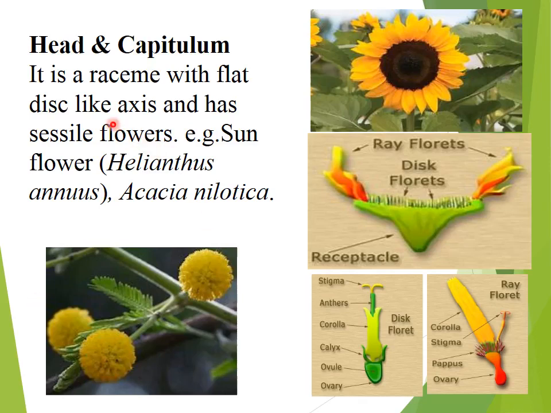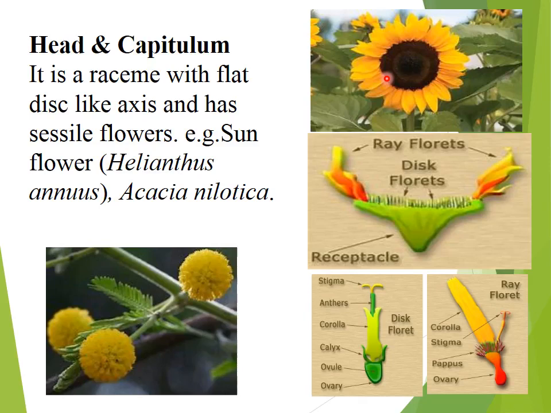Okay, head and capitulum. It is a raceme with a flat disc-like axis and has sessile flowers. Example is Helianthus annuus, the sunflower. This is a sunflower picture. It contains yellow ray florets, and in the central region the disc florets are present. The ray florets are towards the peripheral region and the disc florets are present in the central region.